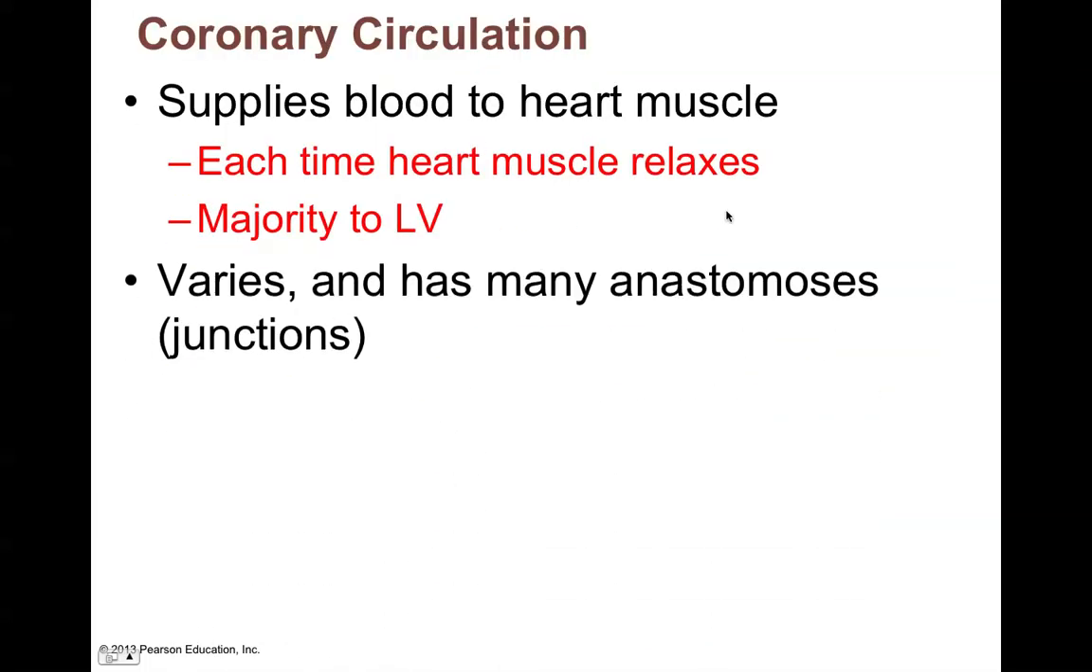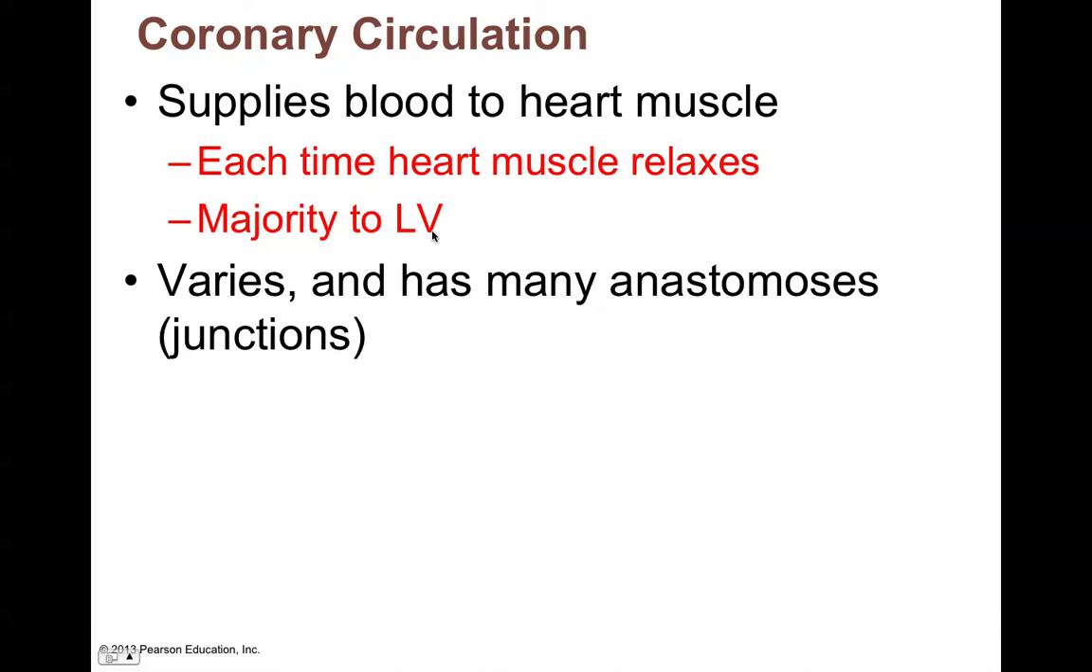You would think that when the heart is filled with blood, that would be a supply of oxygen to the entire myocardium. But the myocardium is thick. It needs its very own circulation of blood. We call it the coronary circulation. It supplies the oxygenated blood to the heart muscle itself. And each time the heart muscle relaxes, this flow of blood can go out to the heart muscle.